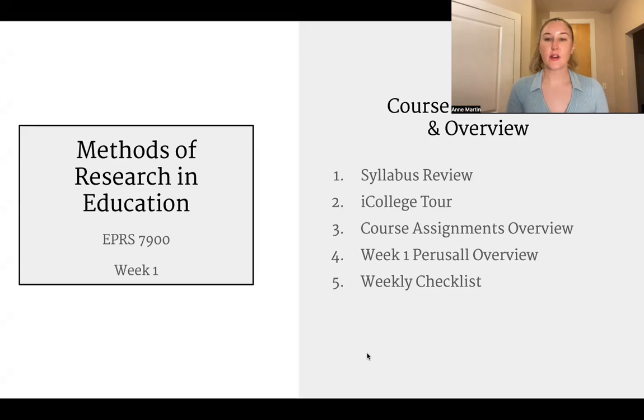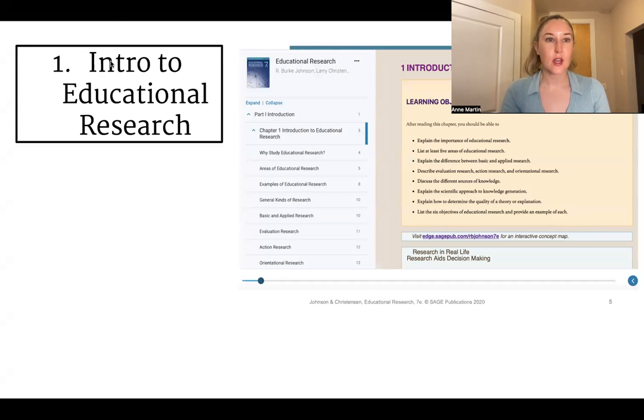Okay, so we have done our syllabus review, our iCollege tour, gone over the course assignments, and now we are going to go into chapter 1 and chapter 2 that we're going to be reading this week, and then your weekly checklist. So the first chapter that we are going to be reading is Intro into Educational Research. So here is a screenshot from my ebook, so you can see all the sections and the learning objectives from chapter 1. It's Introduction to Educational Research.